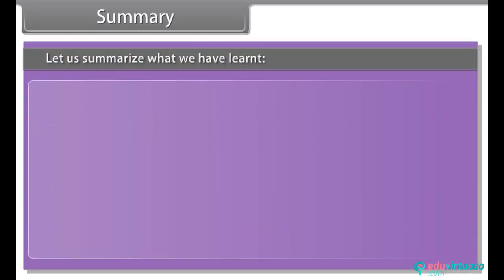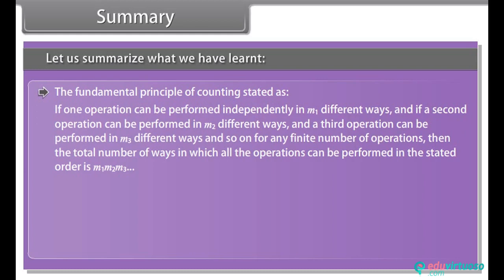Summary. Let us summarize what we have learned. The fundamental principle of counting is stated as: if one operation can be performed independently in m1 different ways, and a second operation can be performed in m2 different ways, and a third operation can be performed in m3 different ways, and so on for any finite number of operations, then the total number of ways in which all the operations can be performed in the stated order is m1 into m2 into m3 and so on.